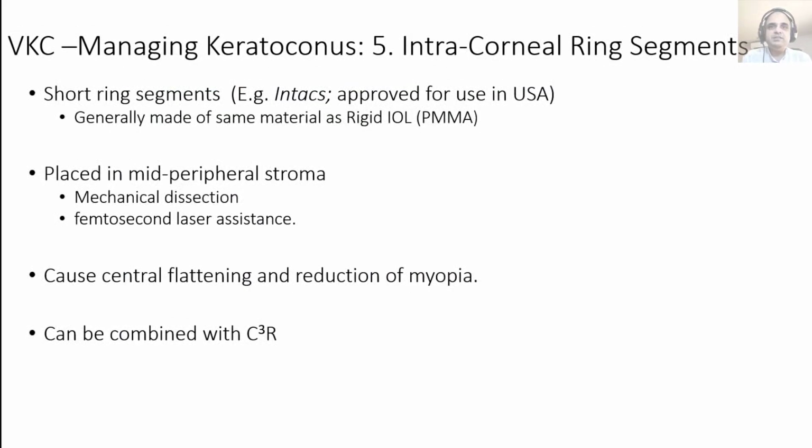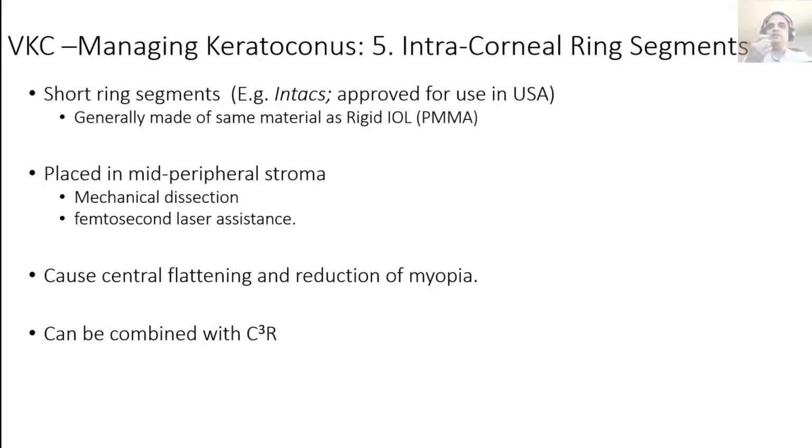Once the disease is beyond even the control of C3R, you have done glasses, contacts, you tried C3R, the disease is still progressing, or it worked for a little bit of time, but now the disease has gotten worse. The next thing you can try are called intracorneal ring segments. They are basically semicircular rings. I'll show you how they look, and they're made of the same material as the lens.